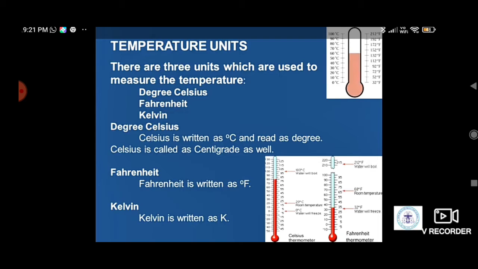So what is the Fahrenheit? The Fahrenheit is written with the symbol F. The Celsius has the symbol C, degree C, and Fahrenheit is F. Next one, Kelvin. The Kelvin is written as K.